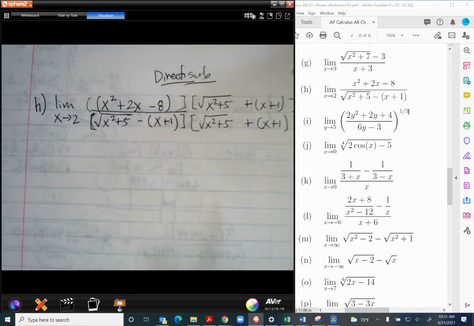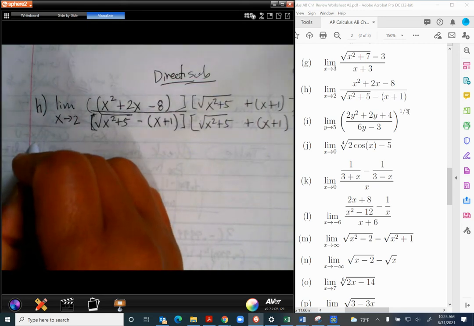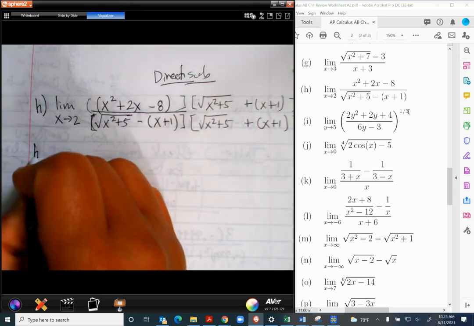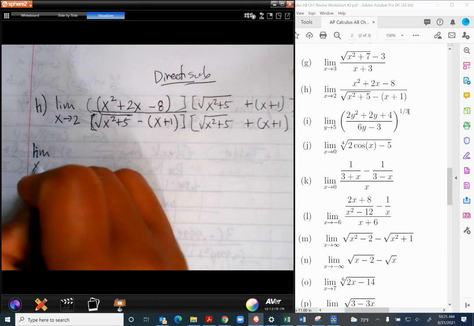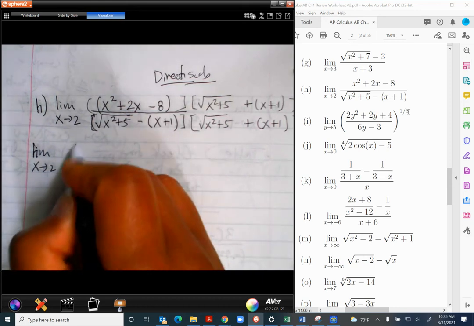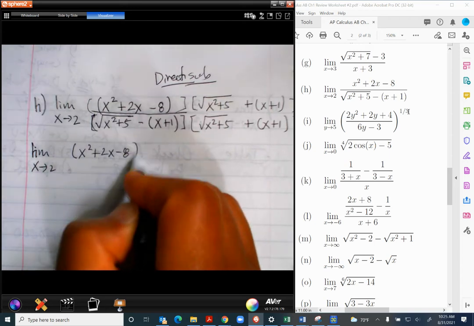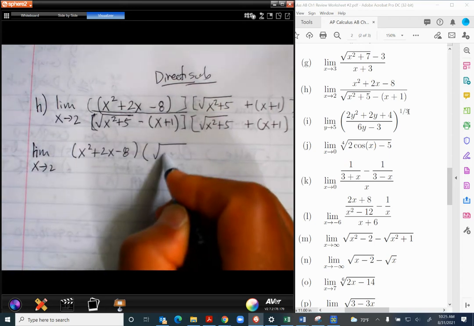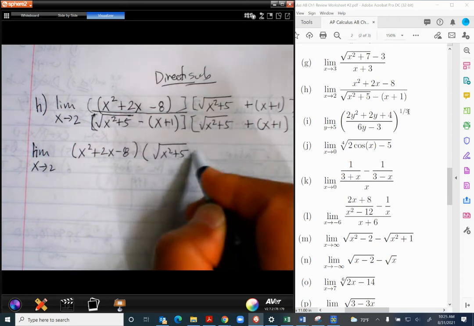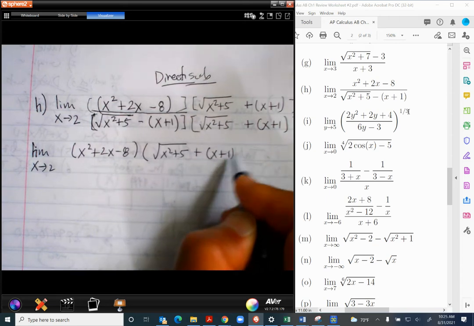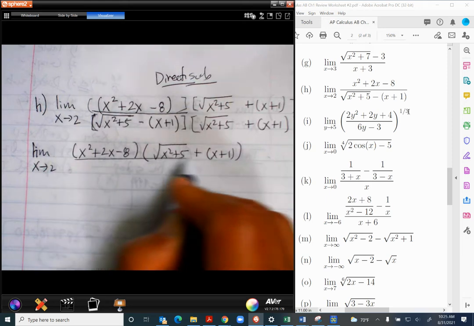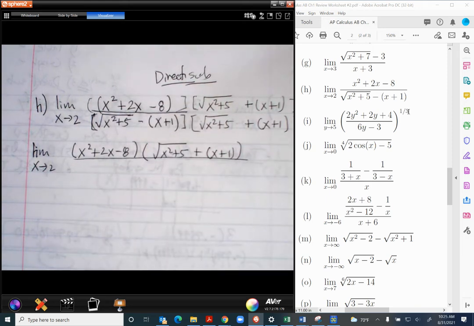Alright, remember I told you not to multiply anything else? So this is H, sorry. I'll say limit as x goes to 2. Don't multiply anything else. So this is x squared plus 2x minus 8 times square root of x squared plus 5 plus x plus 1, all over. Alright, anybody see the shortcut? Remember I told you to learn how to FOIL this in a shortcut way? Anybody know the shortcut?